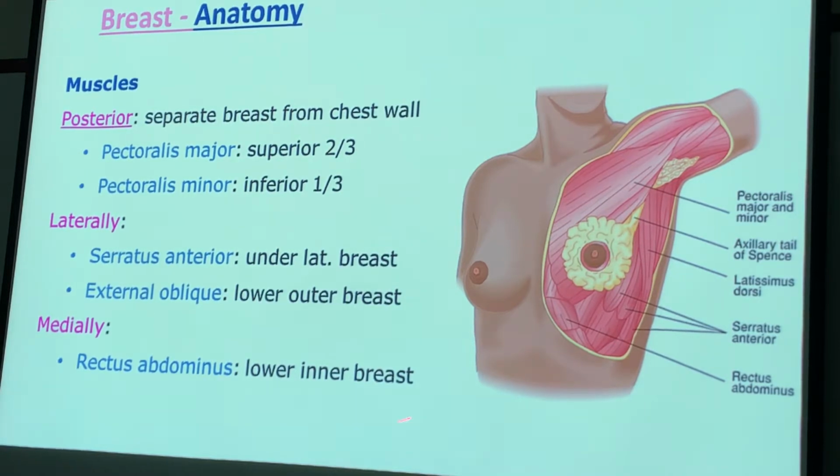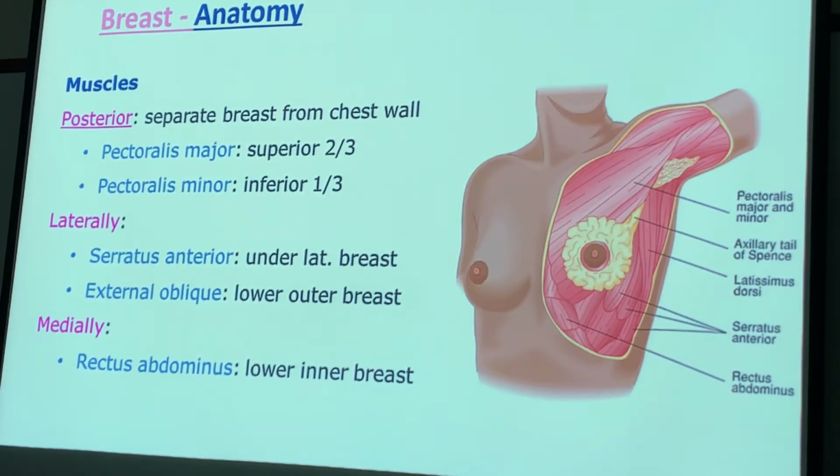Okay. And medially, you have the rectus abdominis muscle. Right here, guys. That's your actual abs. That's the top part of your abs, your rectus abdominis. That's going to be the lower inner breast. You get that? So again, posteriorly, two muscles, pectoralis major and minor. They separate the chest wall from the breast.